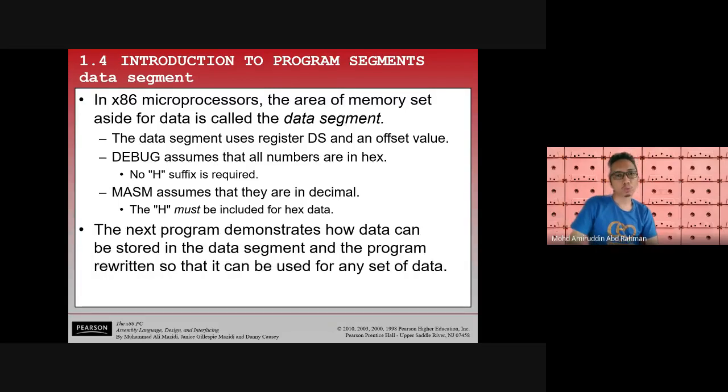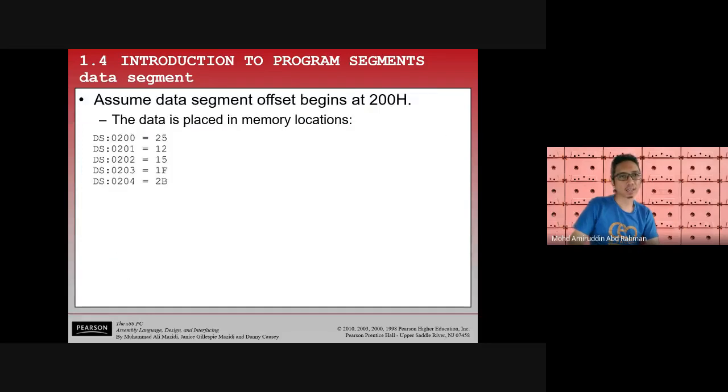Okay, we look into how data can be stored in the data segment. The program is rewritten so that it can be used for any set of data. Let's say the data segment offset begins at 200, and the data is placed in memory locations: 0200 holds 25, 0201 holds 12, 0202 holds 15, 0203 holds 1F, and 0204 holds 2B.